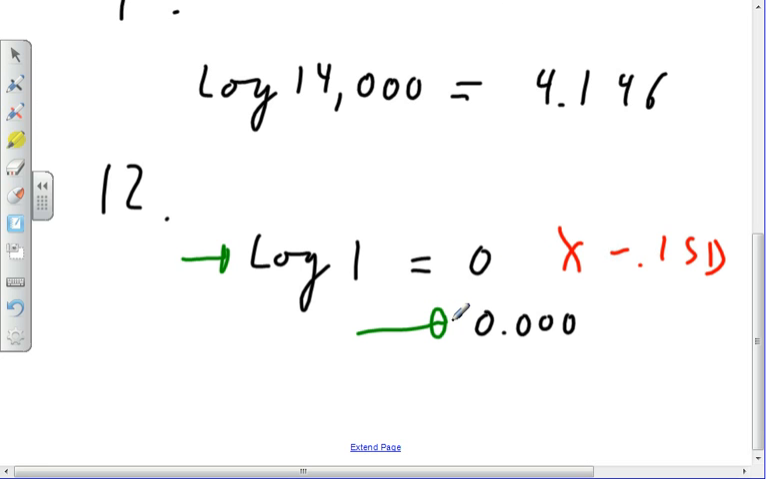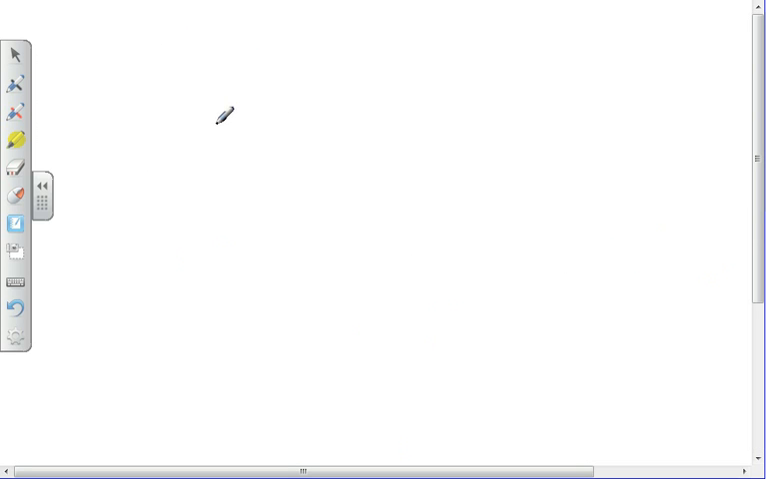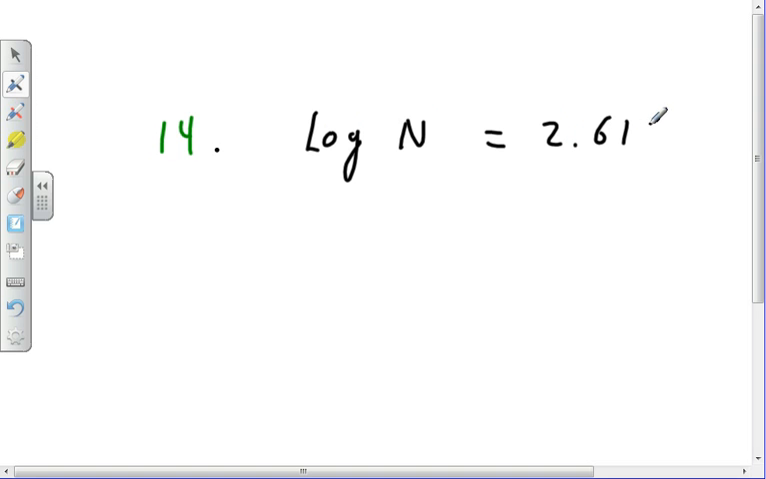All right, now we've got to go the other way. Whenever you go one way, you've got to go the other way, right? All right, so number 14. The log of n is 2.6191, and again, I want 3 significant digits. All right, well, where is my log n key anyway? I don't see it.